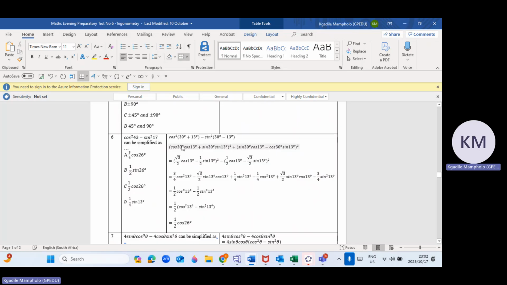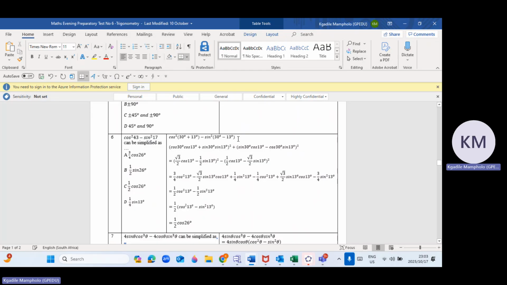Now, if you check this, you're given the two ratios, and in these two ratios, the angles are different. You make the angle to be the same if you are given this kind of a question. Remember, the other one is cos 43, the other one is sin 17. So you can make angles to be the same, because 43 is 30 plus 13, and 17 is 30 minus 13. So it means we'll make angles to be the same from different angles.